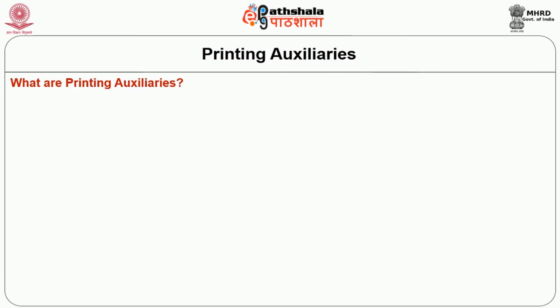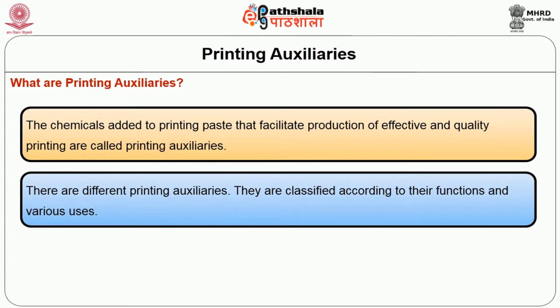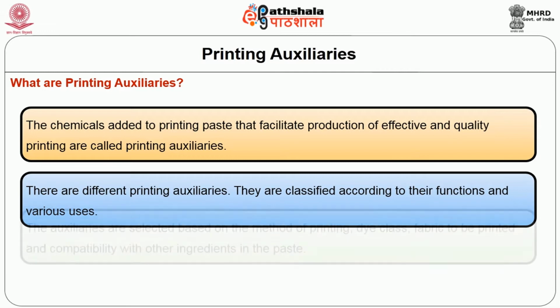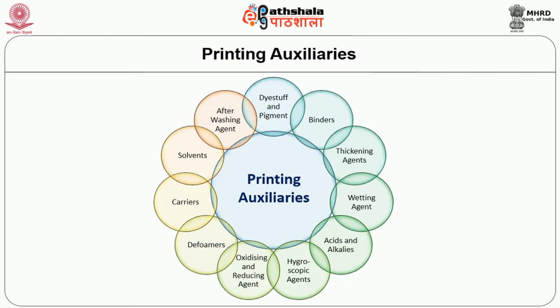What are these printing auxiliaries? The chemicals added to printing paste that facilitate production of effective and quality printing are called printing auxiliaries. There are different printing auxiliaries. They are classified according to their functions and various uses. The auxiliaries are selected based on the method of printing, dye class, fabric to be printed and compatibility with other ingredients in the paste. Some typical printing auxiliaries are briefly discussed below. Let us deal with each auxiliary in detail.